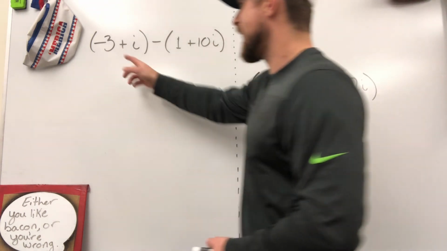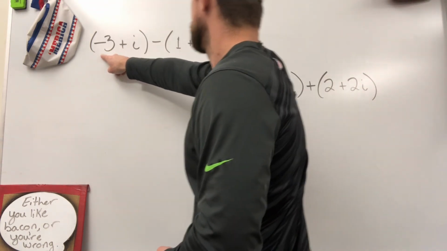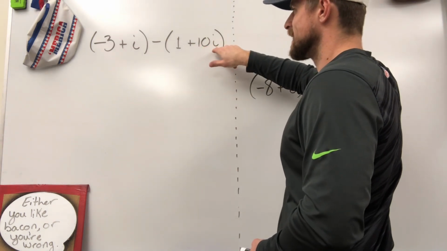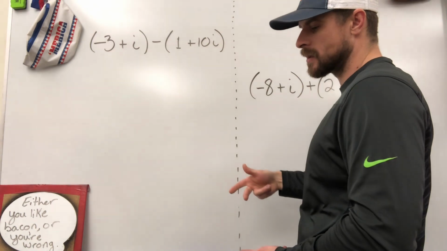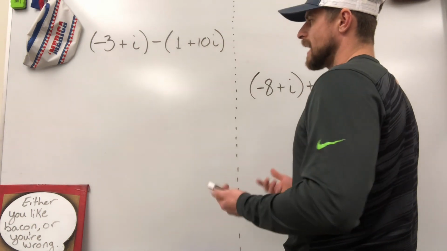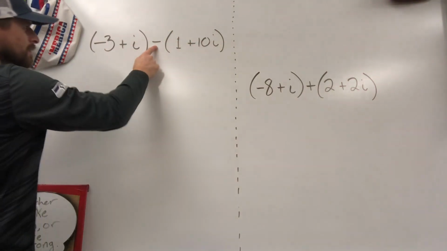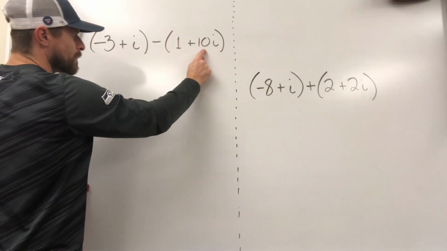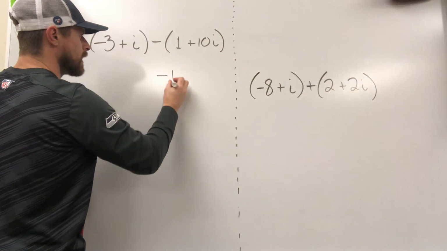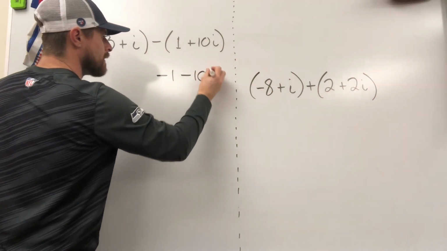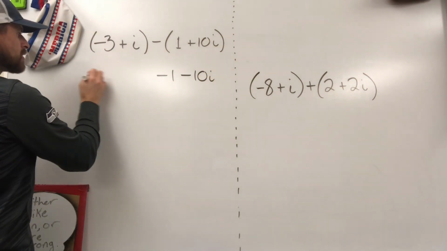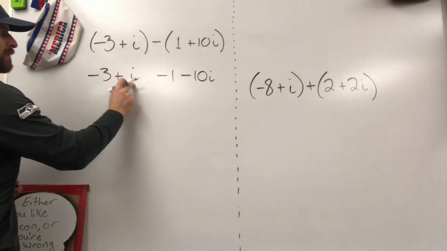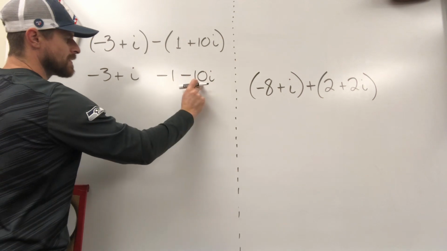So we can't add a -3 to a 10i, because this has the i attached to it, making it an imaginary number. So you're only going to be combining your like terms. So this negative is going to distribute to both of these terms here, turning that +1 and that +10i to a -1 and a -10i. And then we can just bring this information down, -3 plus i. If it's just an i by itself, it's worth 1. Here it's worth -10 of them.